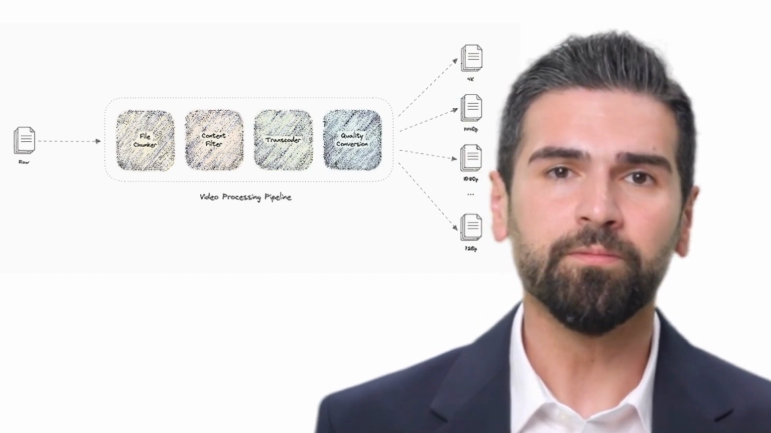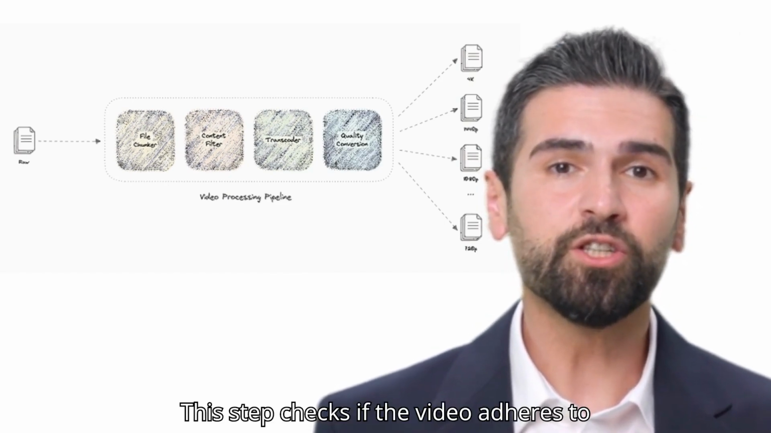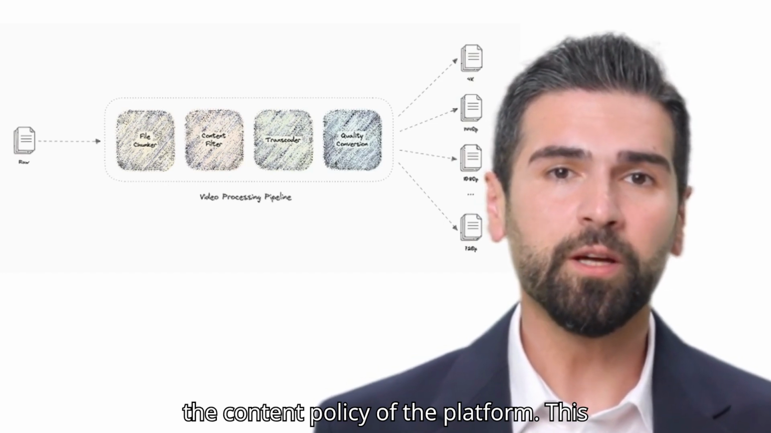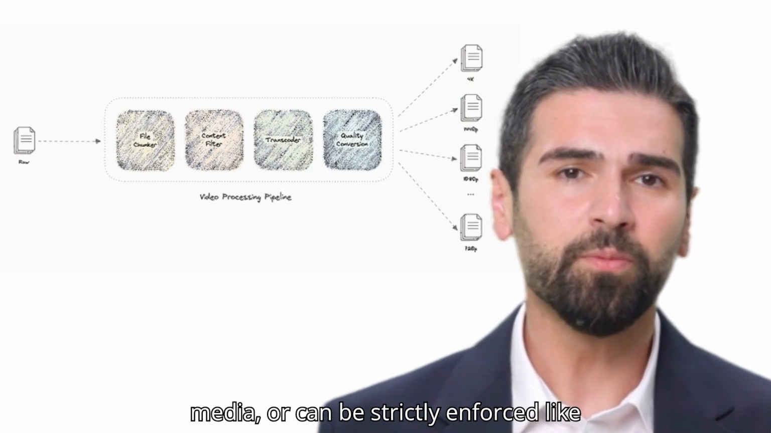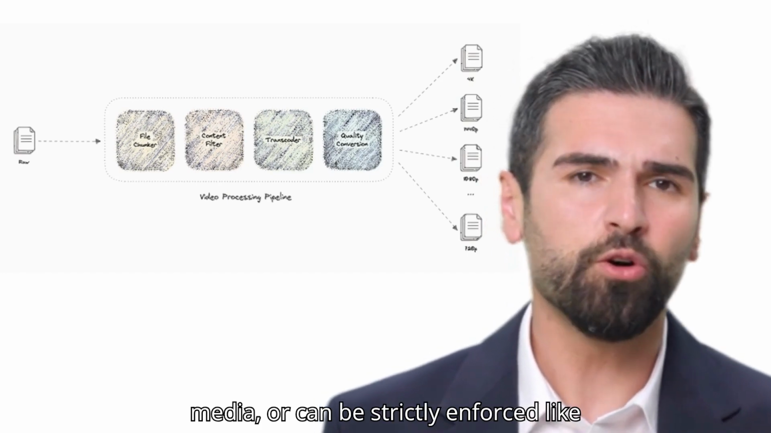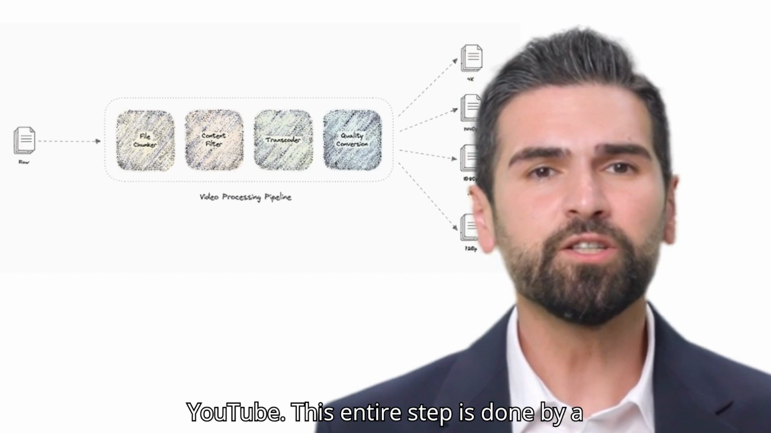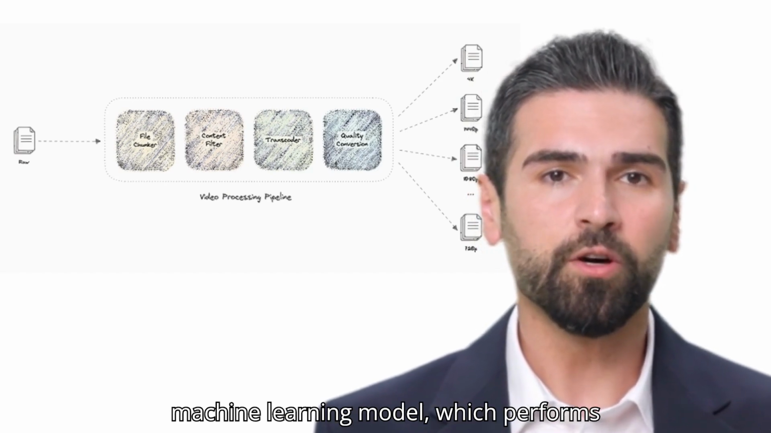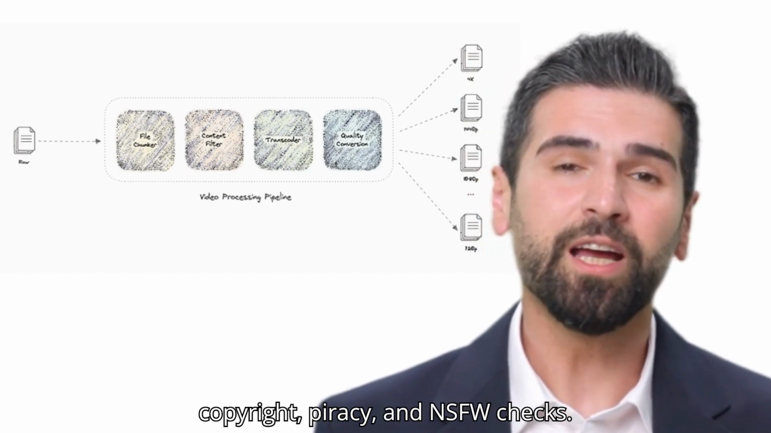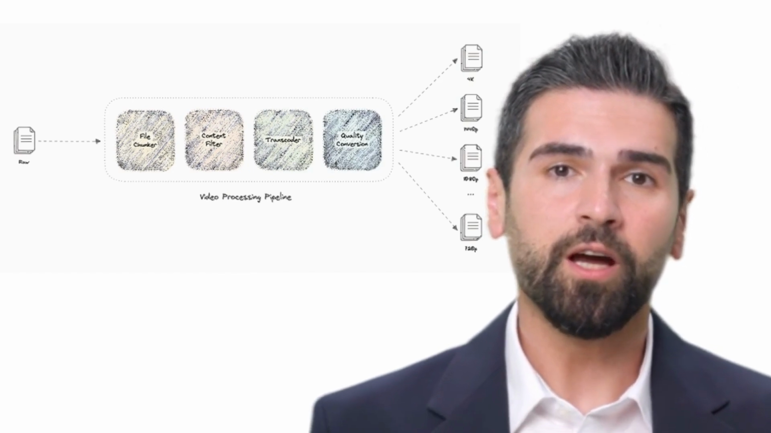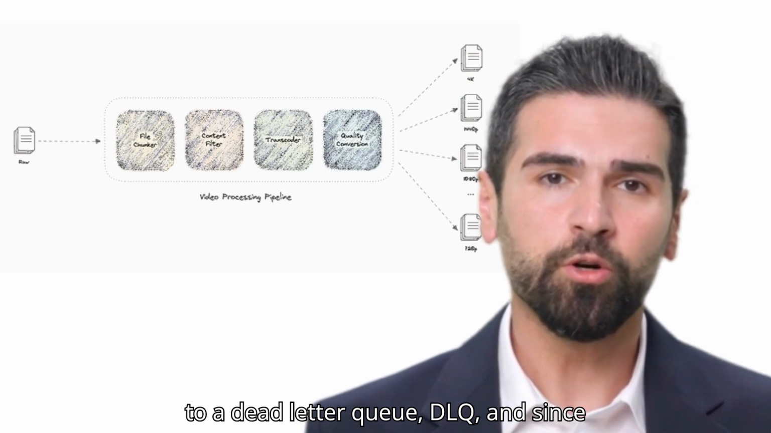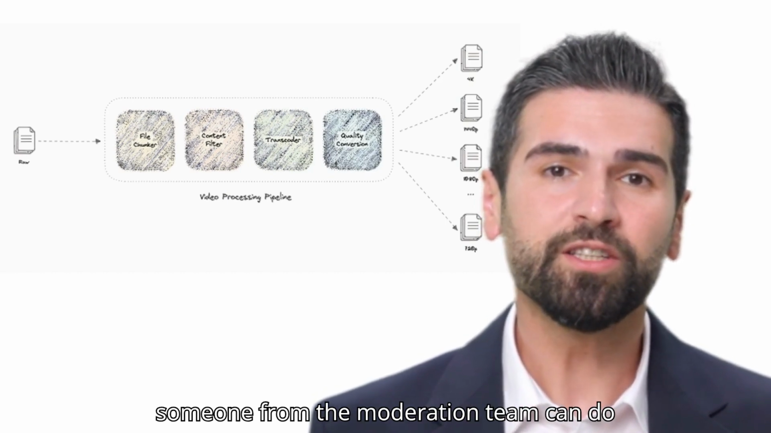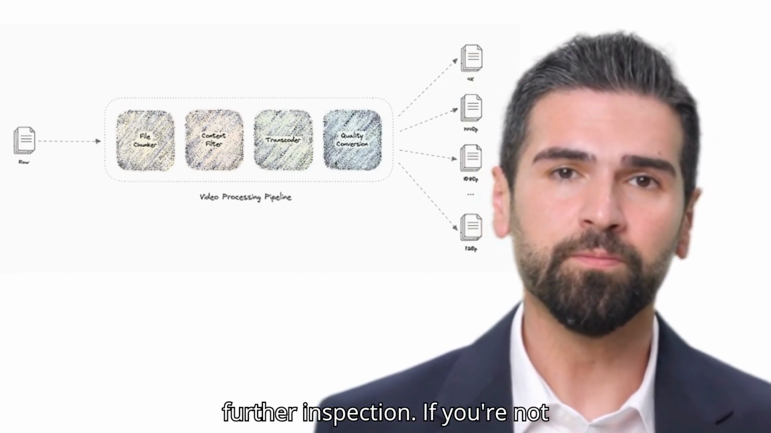Content filter. This step checks if the video adheres to the content policy of the platform. This can be pre-approved in the case of Netflix as per the content rating of the media, or can be strictly enforced like YouTube. This entire step is done by a machine learning model, which performs copyright, piracy, and NSFW checks. If issues are found, we can push the task to a dead letter queue (DLQ), and someone from the moderation team can do further inspection.